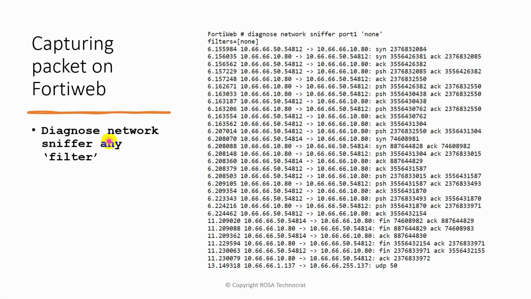When we want to take a packet capture on a FortiWeb, the packet capture is taken by using the diagnose network sniffer command, and then you have to apply the filters. It is similar to a FortiGate firewall. The only thing is there is a small change in the syntax. On FortiGate, we don't have this network command; instead, it's diag sniffer packet. But here you have to add network before that. The filters work similar to FortiGate.